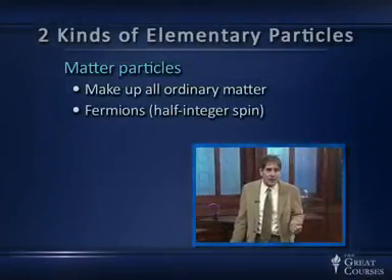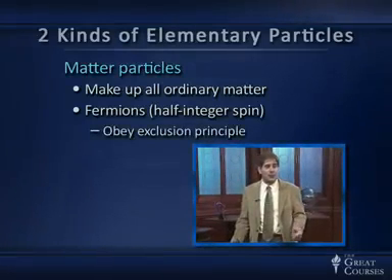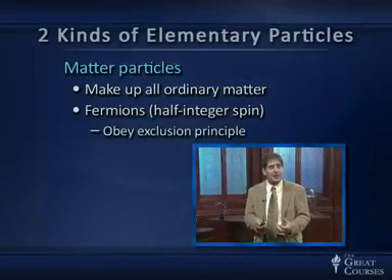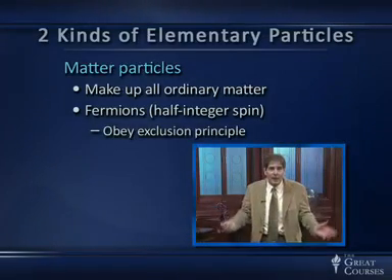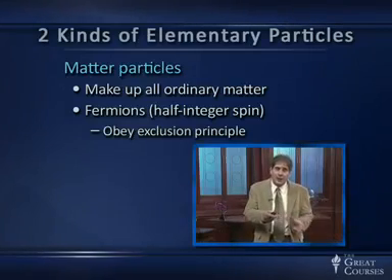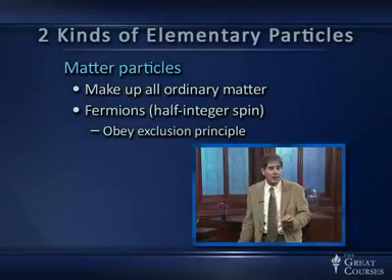They are fermions. They are particles of half-integer spin. They obey the exclusion principle. You can't put two of them close together in the same quantum state, and that's what gives rise to atoms and the periodic table and other things that we discussed in the lecture on atoms and how atoms follow from the Schrödinger equation. By the way, I'm talking about ordinary matter.